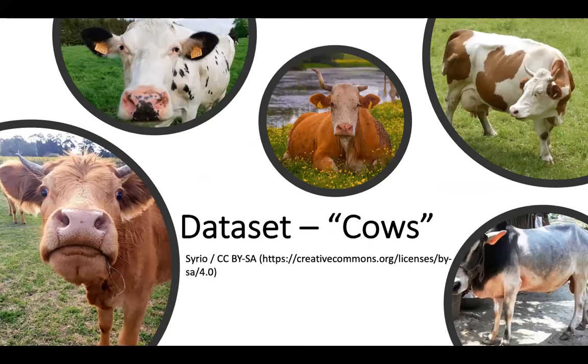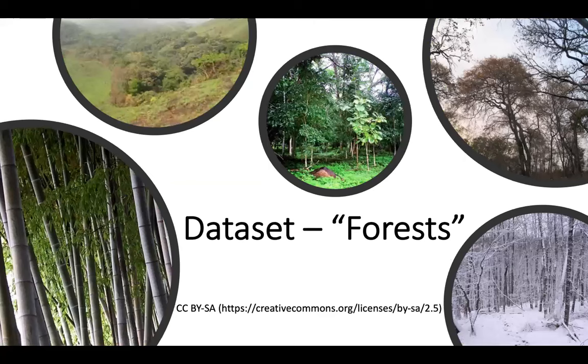Data points could be, for example, cows. One particular cow is one data point. This cow here is one data point. This cow here is another data point. So we have several cows, and this gives one data set. Another example: one data point represents one forest. Different forests are different data points, and we get a data set by having a bunch of forests.